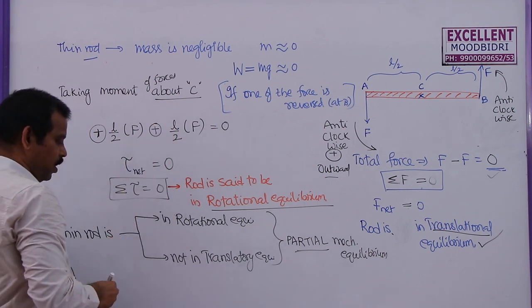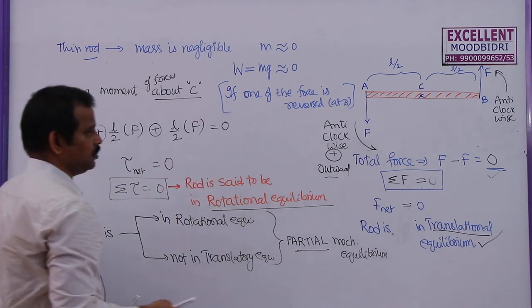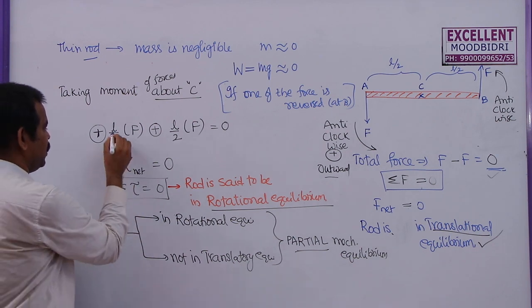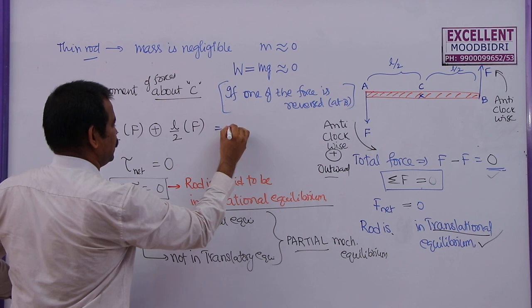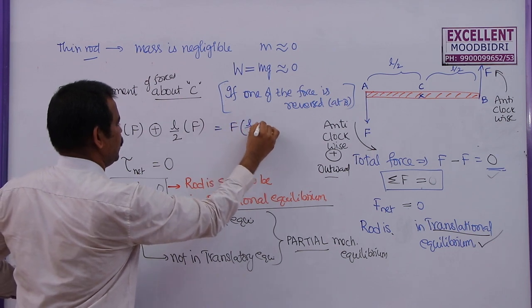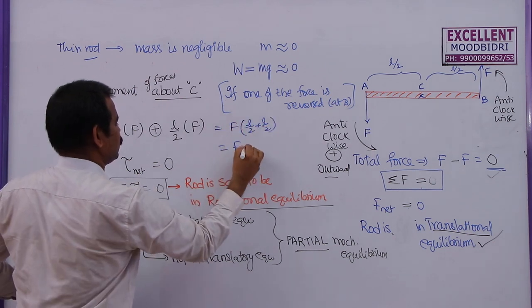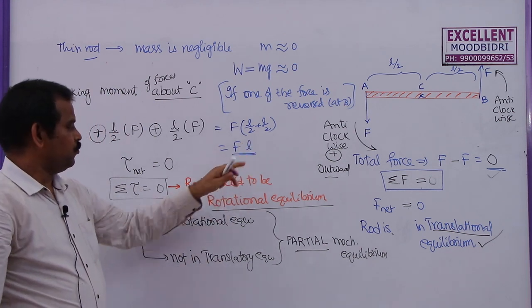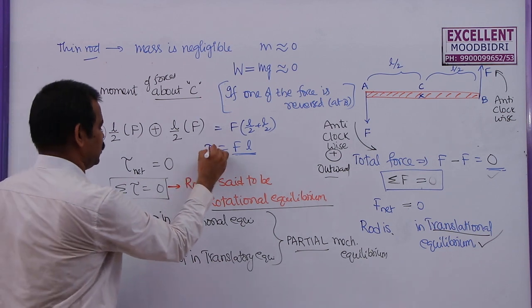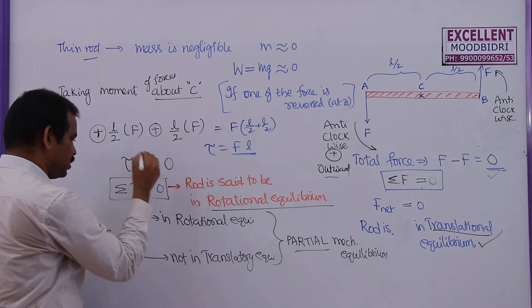So, now what is the net torque experienced by this rod about that point C? Here L by 2 F plus L by 2 F, and this will become F into (L by 2 plus L by 2), which is equal to F into L. That is one of the forces and the distance between the two forces. That is nothing but the torque definition. So, here torque is not equal to 0.